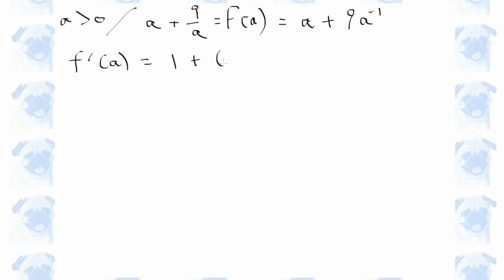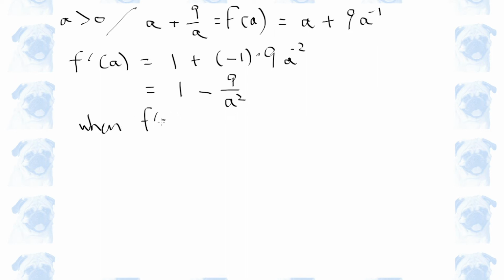Let's call this expression f of a. To find the minimum, we need to find the value of a when f dash of a equals 0. And f of a is a plus 9 times a to the power of -1. F dash of a is 1 plus -1 times 9 times a to the power of -2, which is 1 minus 9 over a squared.